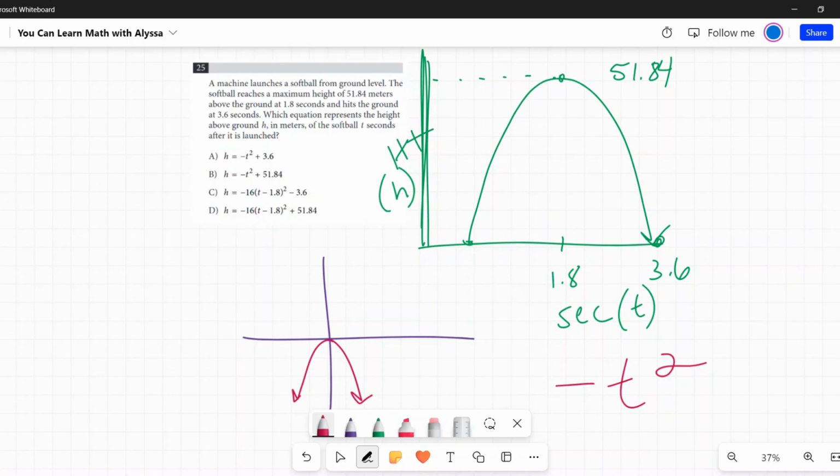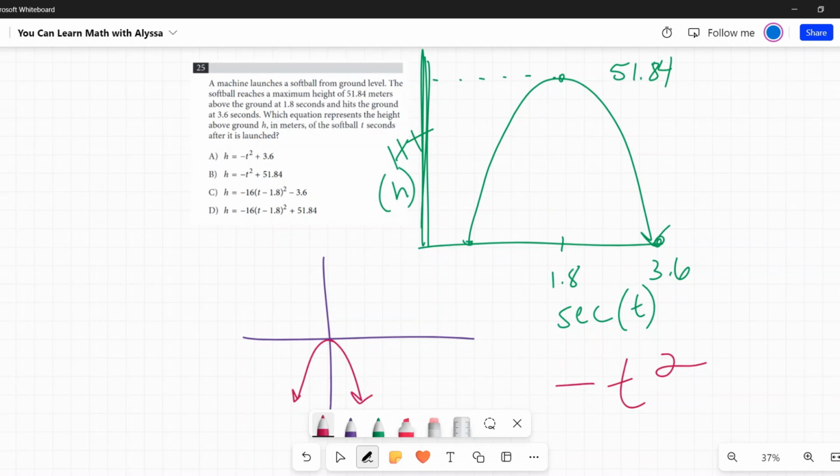that number is affecting how steep, for lack of a better word here for this type of problem, that parabola is. I don't know that fact right off, so I'm going to ignore that. I'm just going to focus on that vertex. It starts at 0, 0, and again, it moves to the right 1.8, and it moves up 51.84.